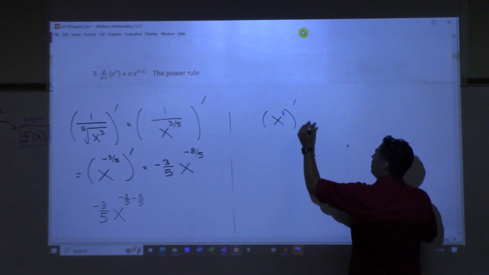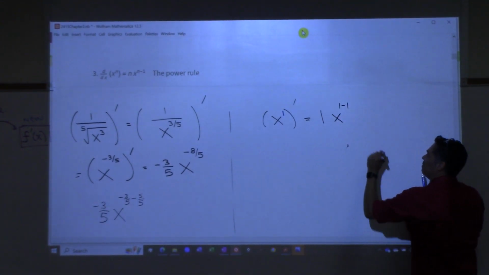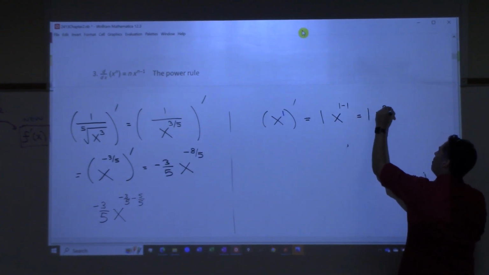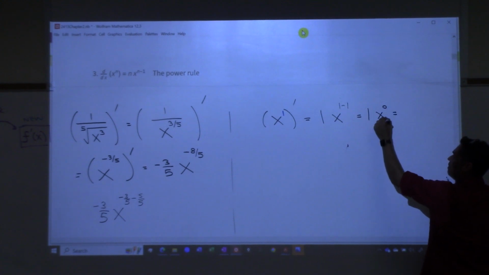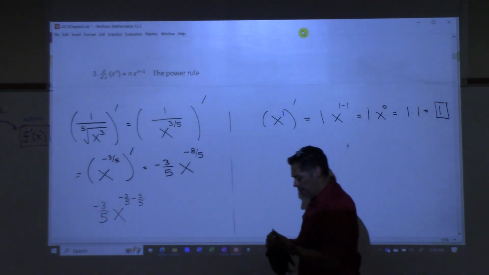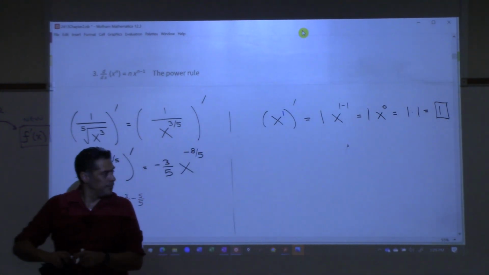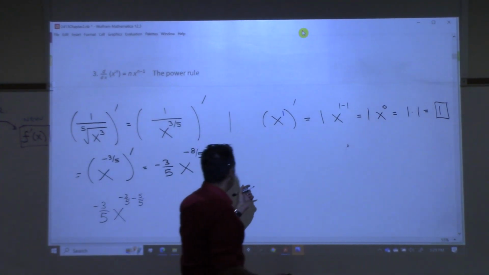What happens? Bring the 1 out. X to the 1 minus 1, right? 0. So you get 1 x to the 0. And x to the 0 should be 1, right? 1? So 1 times 1 is 1. So that's just to verify that it does work, right? This is the one I really wanted you to do, though.